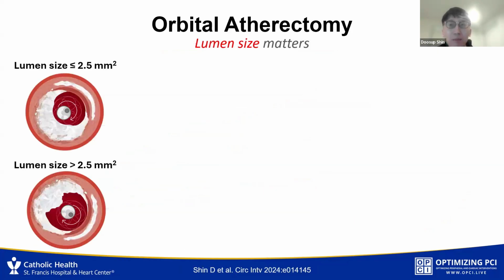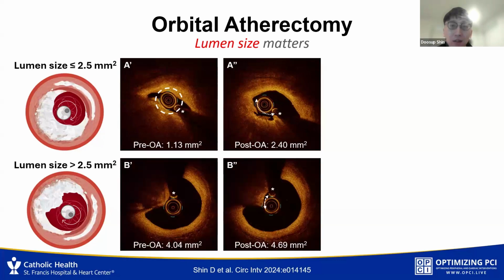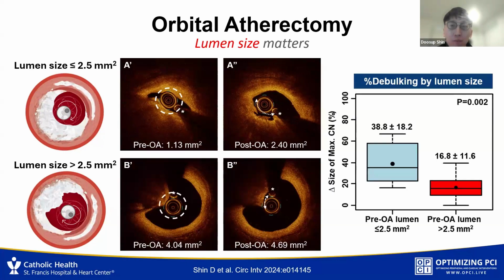And we actually looked at our OCT database, and with orbital atherectomy in the setting of lumen size less than 2.5 millimeter, we were able to ablate close to 40% of calcified nodule. However, if your lumen size is more than 2.5, you cannot really modify the calcified nodule, and we were only able to debulk about 16% of the calcified nodule.